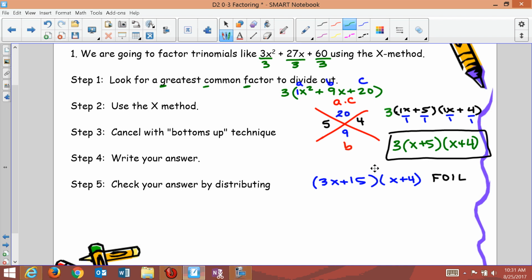Okay, so here I go: first times first, which is 3x squared, and then outside times outside, so I'd have 3x times 4, which is 12x, and then inside times inside, which is 15 times x, 15x. And then finally, last times last is 15 times 4, 60. When I simplify this, I get 3x squared. The 12x plus 15x combined become 27x plus 60. Was that what we started with? It was. Oh, so that means we've done it correctly.